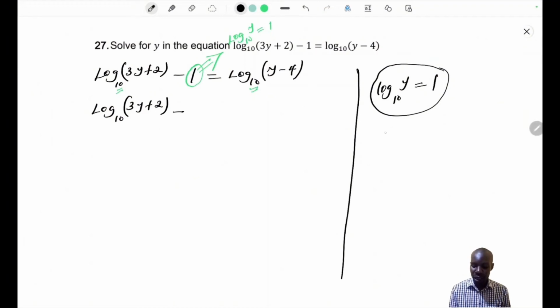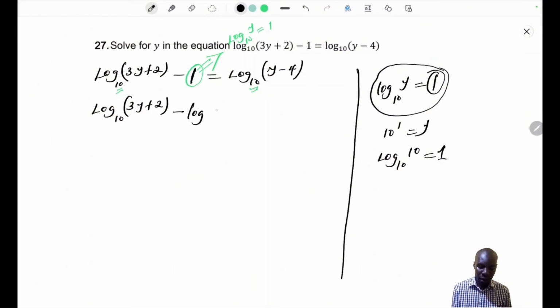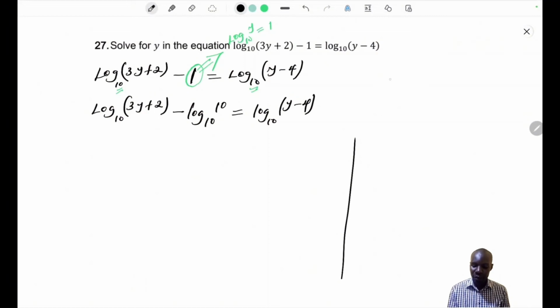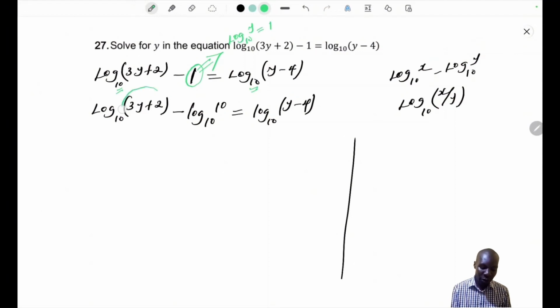If you want to find the value of y, convert the equation into index notation. So 10, which is the base, to power 1 should give me y. So log of 10 to base 10 is equal to 1. So instead of having 1 here, I'll have log of 10 to base 10. Then from there, what are we supposed to do? Because we know the laws of logarithm. If you have got log of x to base 10 minus log of y to base 10, this can be written as log of x over y to base 10.